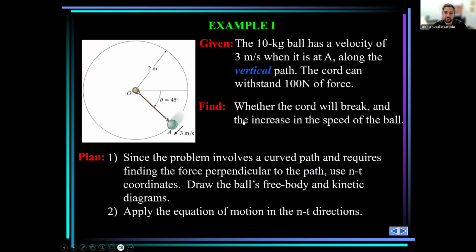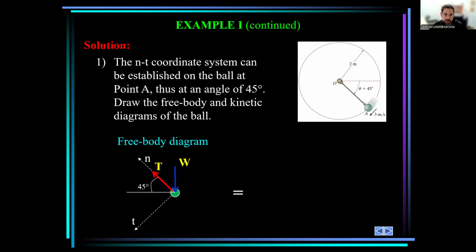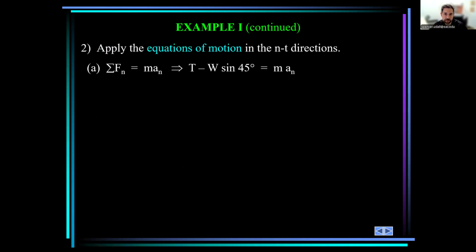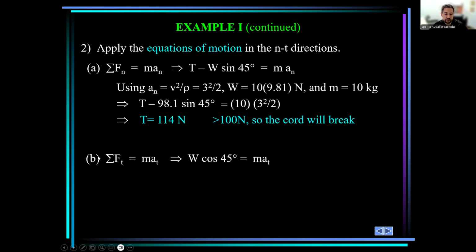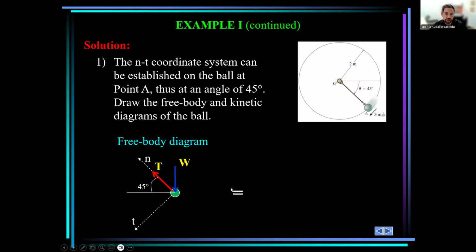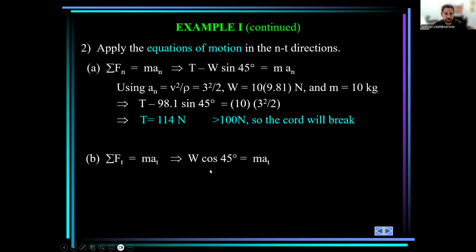We also need to define the increase in the speed of the ball. What does that mean? The increase in the speed, that sounds like a change in speed, a rate of change of speed, which would be the acceleration in the t direction. So that's what we're doing here. We could solve this for a_t. We'll need to sum the forces in the t direction, which in the t we only have W cosine 45, right? That would be in the positive t direction, equals m a_t on the kinetic side. So that's what we've got here. W cosine 45 equals m a_t.